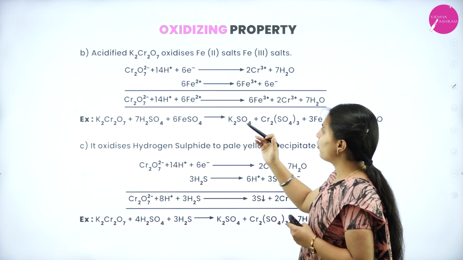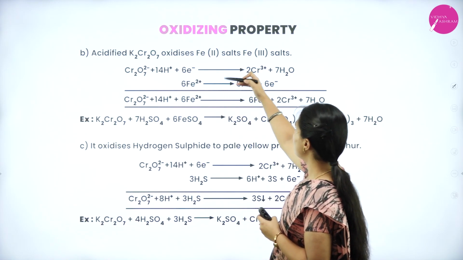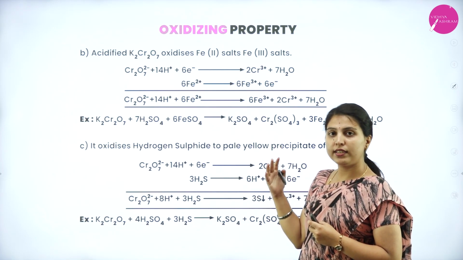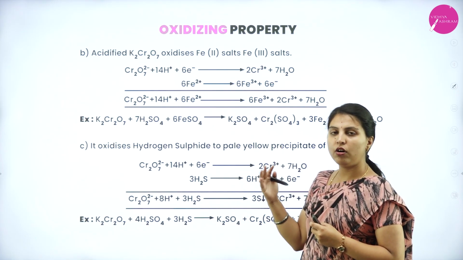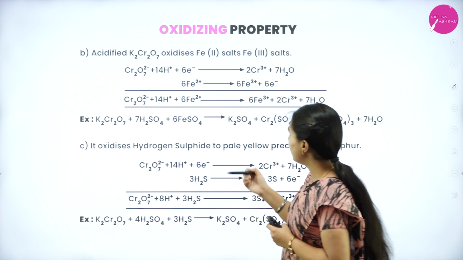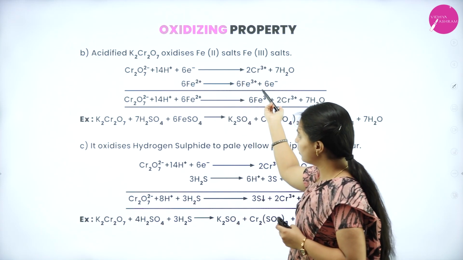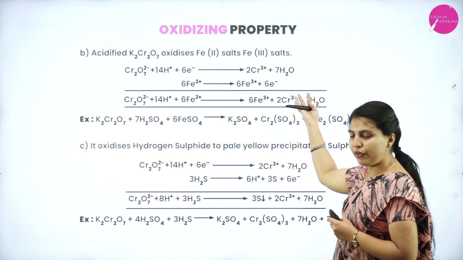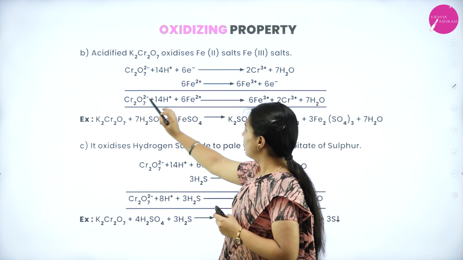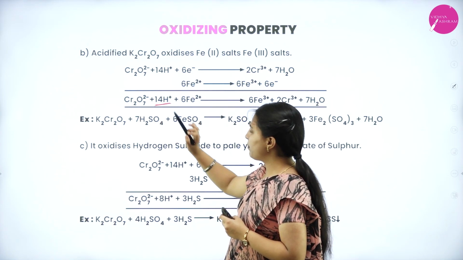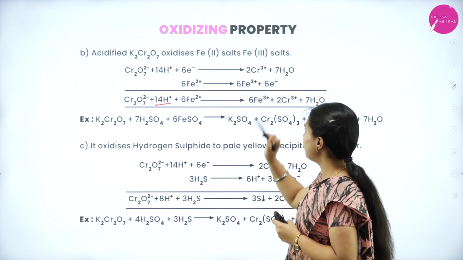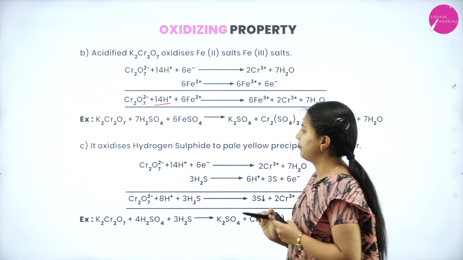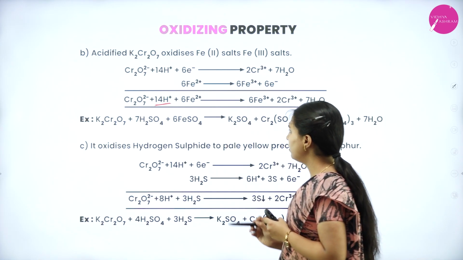Acidified potassium dichromate oxidizes Fe2+ salt to Fe3+. Oxidized means an increase in oxidation state. So, 2+ will get converted into 3+. See here, ferrous will get converted into ferric. Here, in the acidic medium, wherever H+ is present, Fe2+ will be converted into Fe3+. This is the overall reaction.